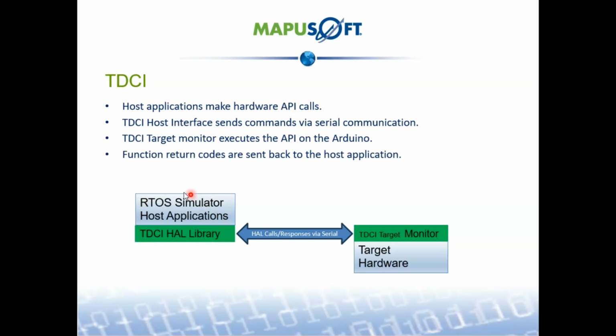Here, the host application sends the commands via serial communication so that the TDCI target monitor can process that command and, depending on the sensor data, reply with the response back to the host using serial communication. So this is how it achieves sending commands and receiving back the response. This is the mechanism used in TDCA.